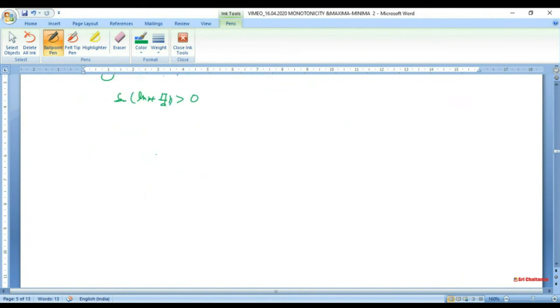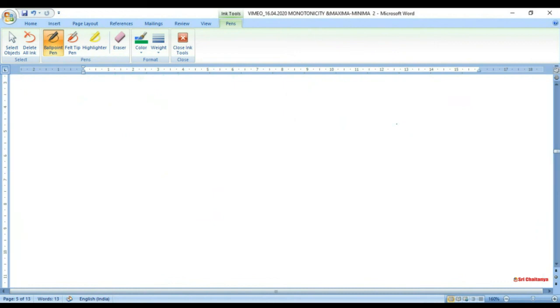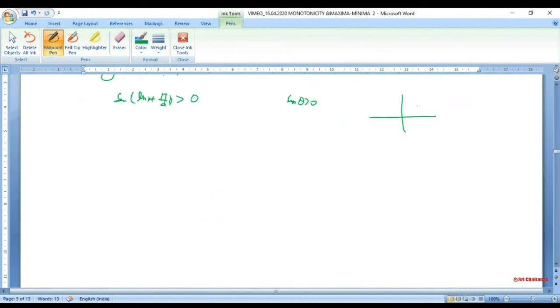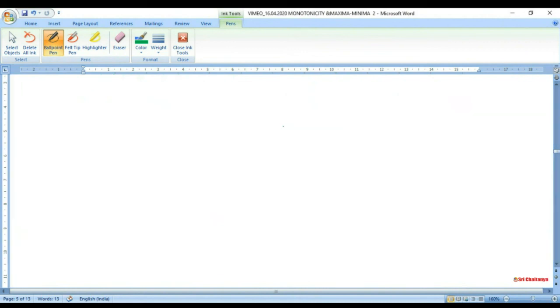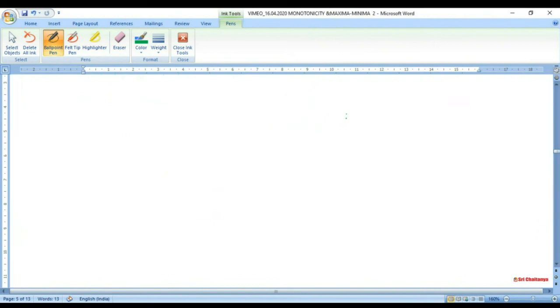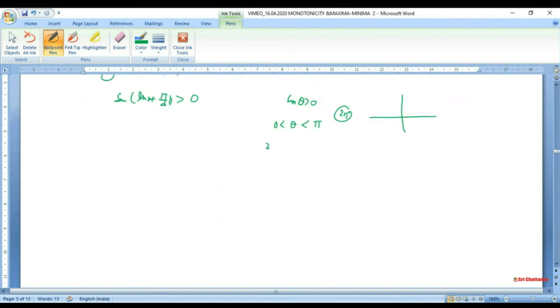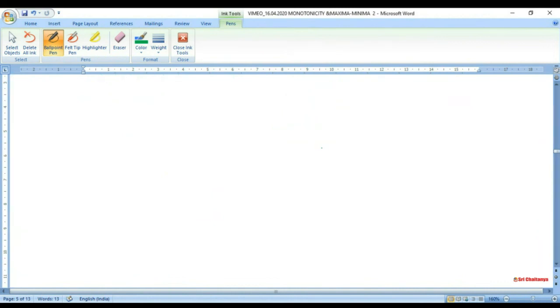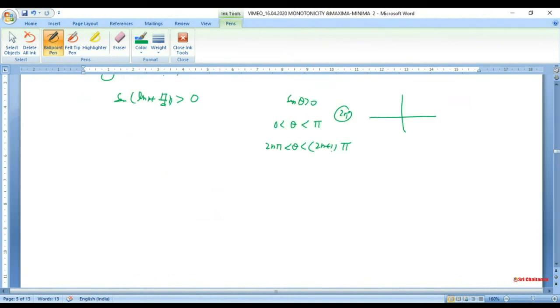So you want to solve sine theta greater than 0. Of course it is a periodic function. So first we'll write 0. We know that in the first and second quadrant sine theta is positive. So we can in fact write first 0 less than theta less than pi. But because the period is 2 pi, we add multiples of 2 pi. So we can write 2n pi less than theta less than (2n plus 1) pi.